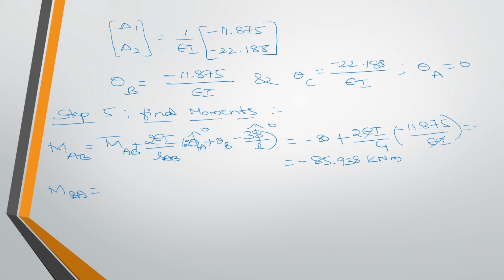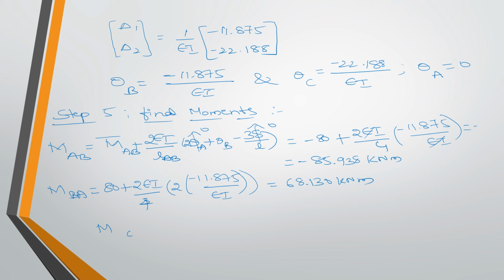Similarly, calculate the final moment on BA. Here for BA, MBA is equal to M bar BA plus 2EI by LBA, 2 theta B plus theta A minus 3 delta by L. Based on that formula, just substitute the values: 80 plus 2EI by the length of BA, which is 4 meters, and 2 times theta B, minus 11.875 by EI, and 3 delta by L is 0. After simplification, MBA is 68.130 kilonewton meter.